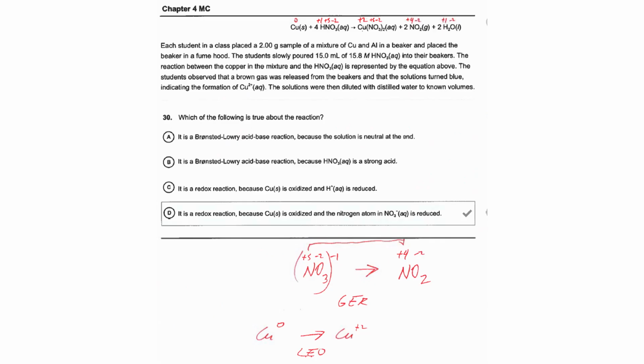And 39, the copper is being oxidized because it's losing electrons, and the nitrogen is gaining electrons. You can see below number 10, I worked out the oxidation states for the nitrogen and the copper so that I could feel good about my choice.